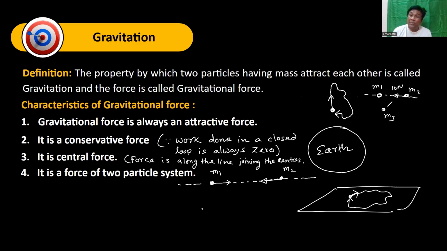Due to the presence of M3, the force between M1 and M2 does not change. M3 cannot disturb the force between M1 and M2. That is a different issue: the net force on M2 will change because M1 attracts it and M3 also attracts it. So the net force will be the vector resultant only. We'll discuss all these things. But the force between M1 and M2 does not depend upon the presence of any third mass.